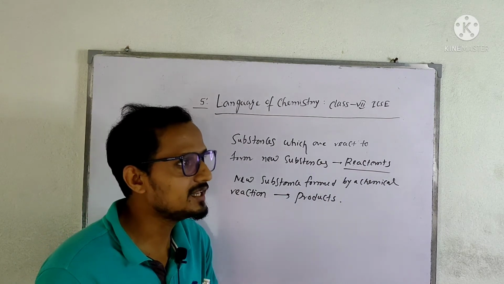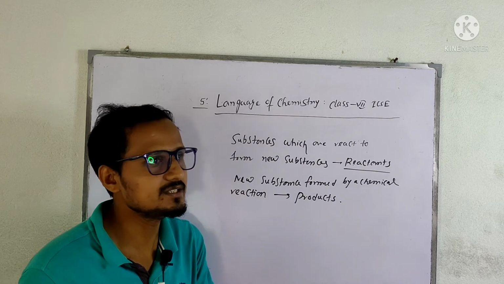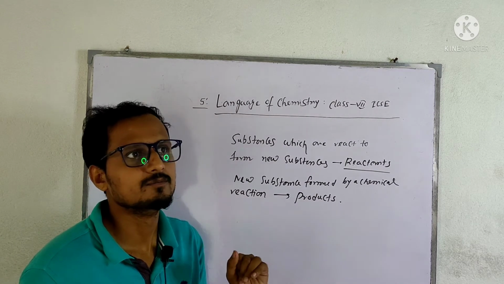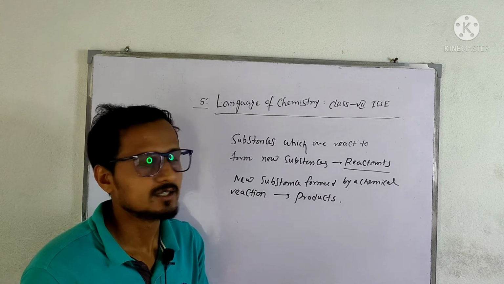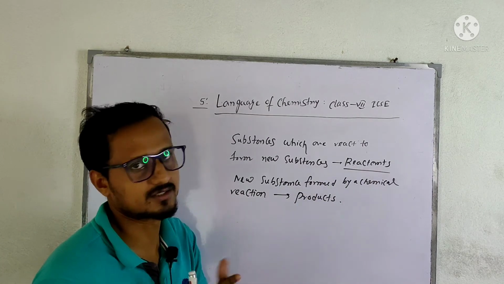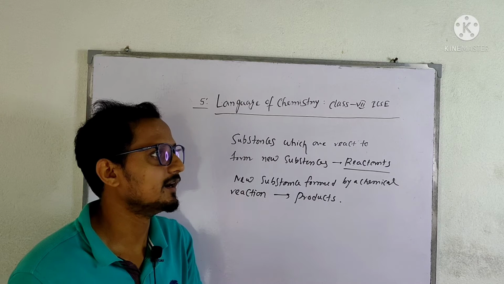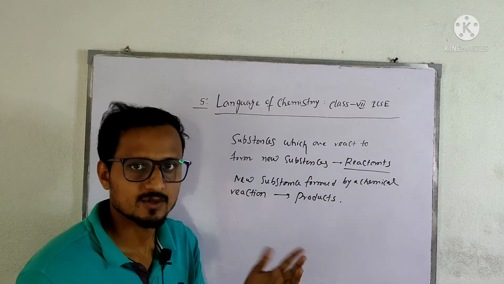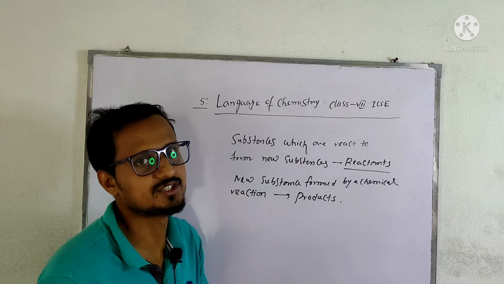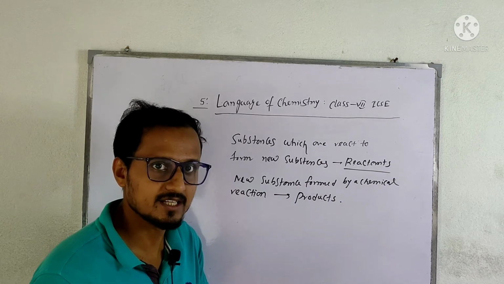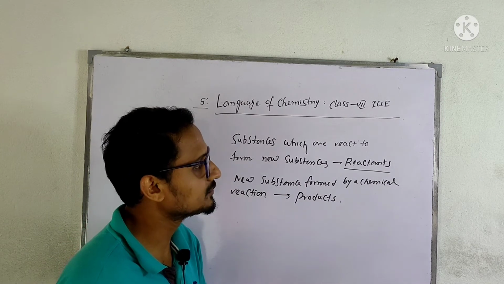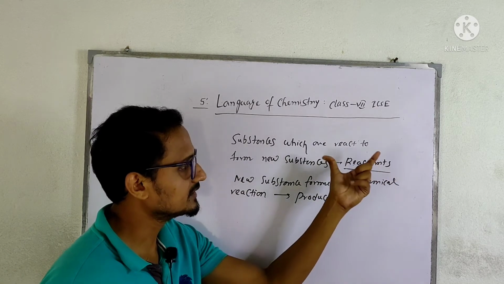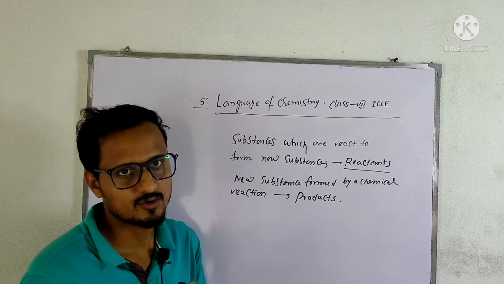Normally a chemical reaction can be written schematically, by their formulas, as reactants and products. The representation of a chemical reaction is called a chemical equation. So there we have to write the formula of the reactants and the products.